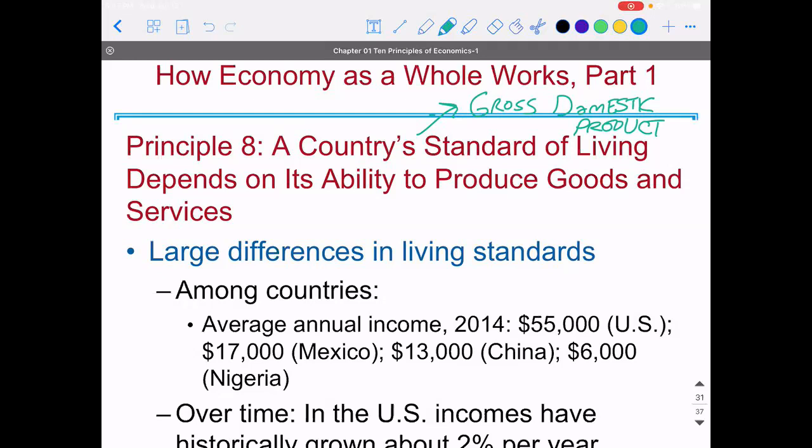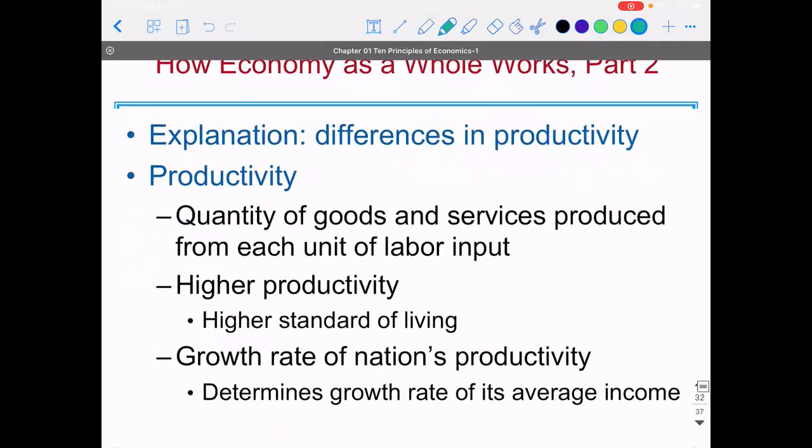So the United States, at least according to this number from 2014, has a pretty high standard of living, but it's partly because we're a very big country with a lot of people that can produce a lot of goods and services. Our ability to produce these goods and services determines how prosperous we are as a country. But what also is determining our general levels of income is how productive we all are.